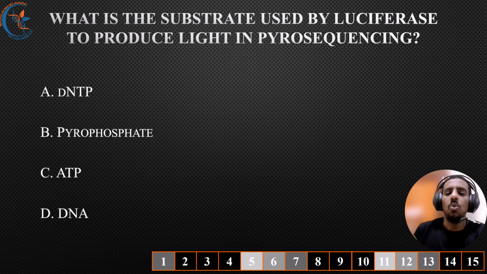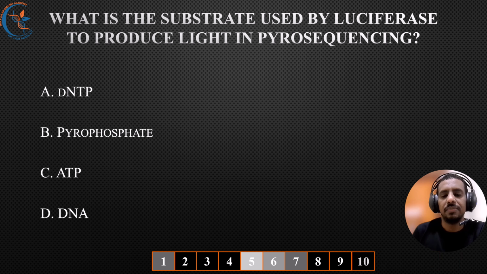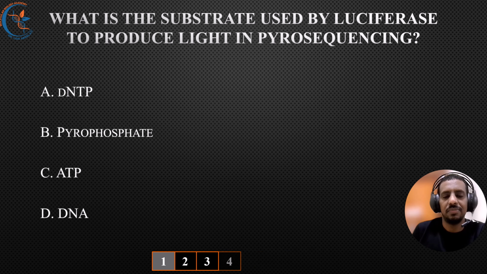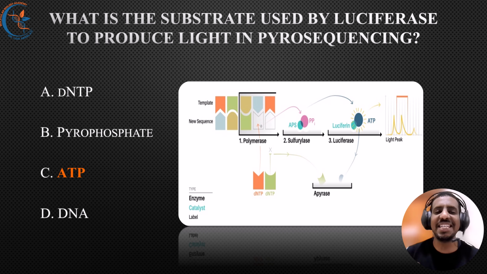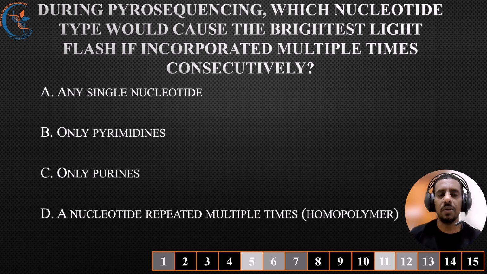The next question: what is the substrate used by luciferase to produce light in pyrosequencing? The correct answer is ATP. In pyrosequencing, when a nucleotide is added to the DNA strand, it releases pyrophosphate. This pyrophosphate is then converted into ATP, which serves as the fuel for the enzyme luciferase. Okay, let's move on.